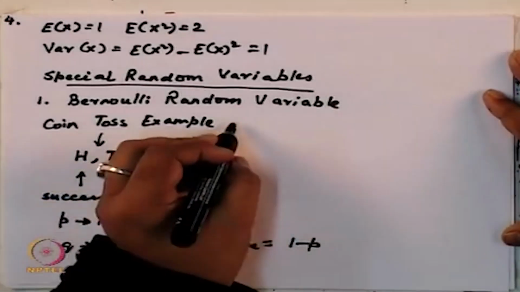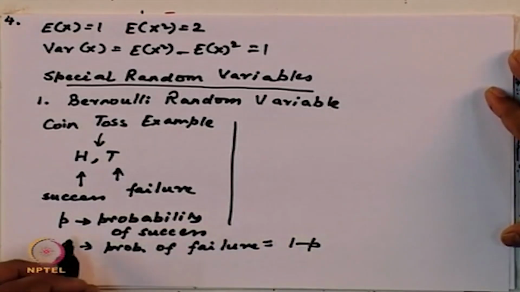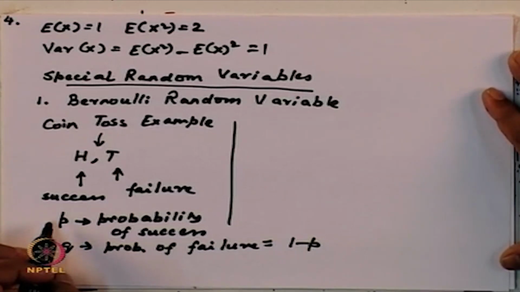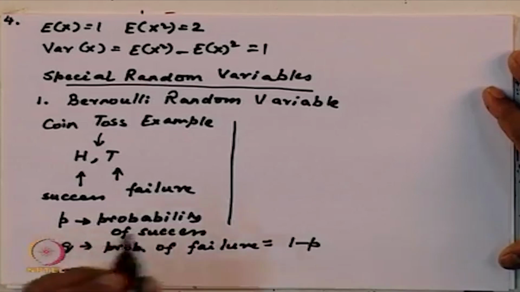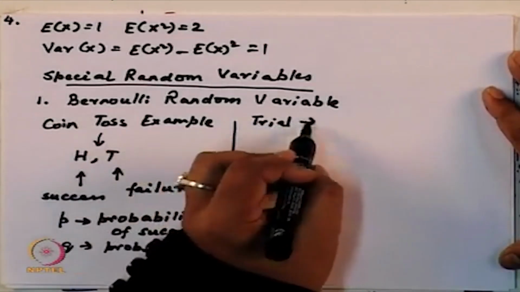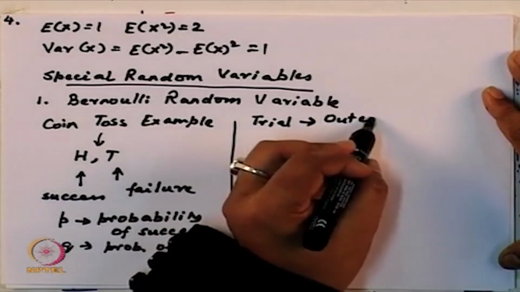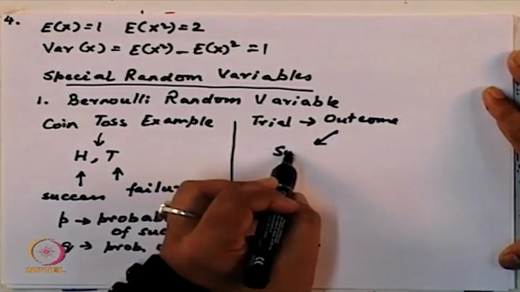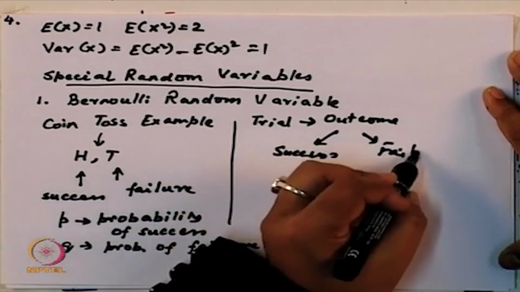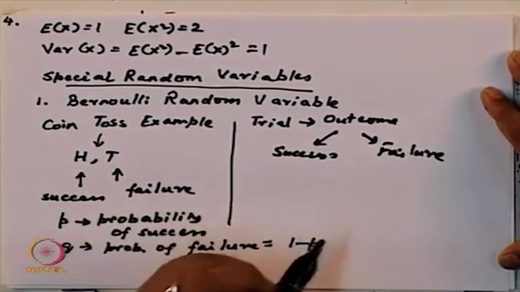Now, this is just one particular example. If your coin is unbiased, then P and Q will be equal to half, but if it is biased, then P and Q may not be half. So, in general, in each trial, the outcome is either a success or a failure, depending on how you define an event as a success or a failure.